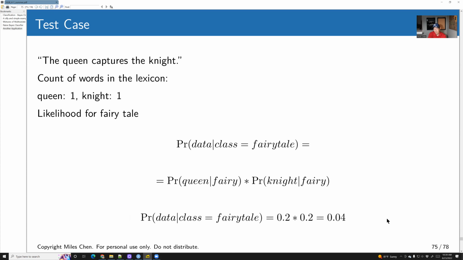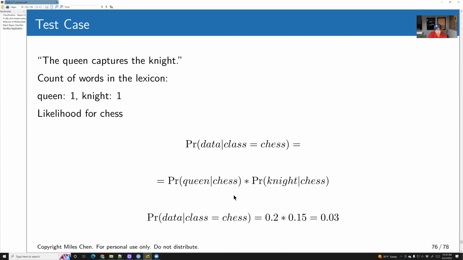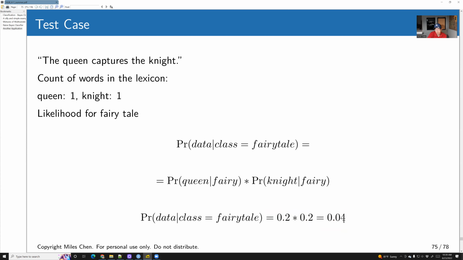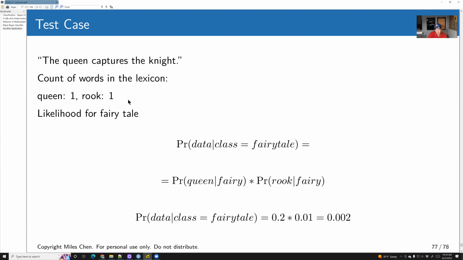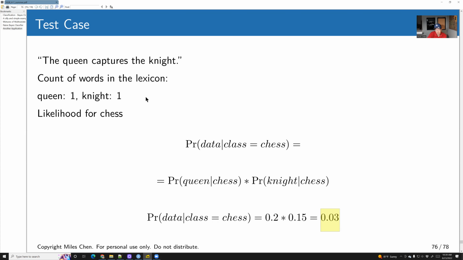All right, what about this? The queen captures the knight. So this one, well, I don't know. If we did it for fairy tales, queen has probability of 20%, and knight, I think, was 20%. For fairy tales, we have 0.04. For chess, it was 0.2 times 0.15, and we get 0.03. So basically, these values are very comparable for this sentence, the queen captures the knight.